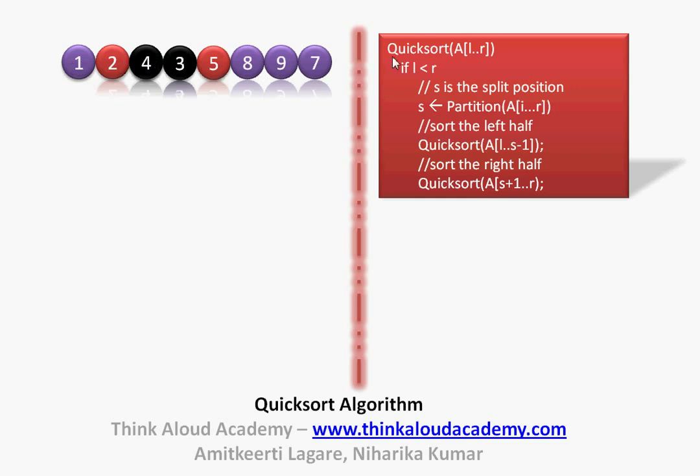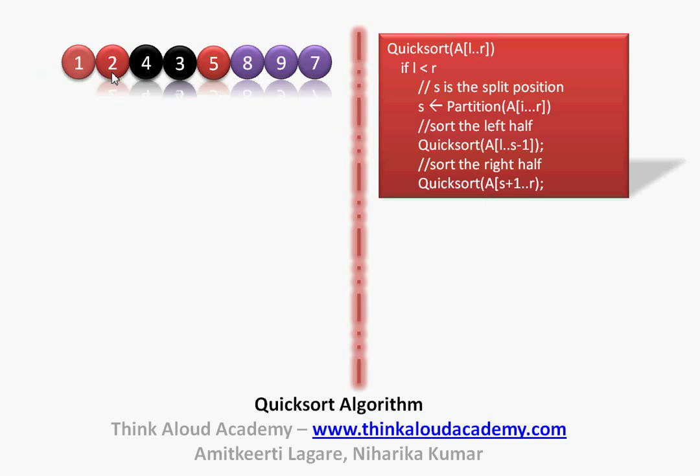So what we do is we go back here. Once we go back, the partition is done. So we will call Quicksort on A of L to S minus 1. In this case, S points to the element 2. So we are recursively calling the left half of 2, which happens to be the element 1. Once we call Quicksort on 1, there are no elements to be sorted. Since L is less than R fails, there is just one element, so we have nothing much to do here.